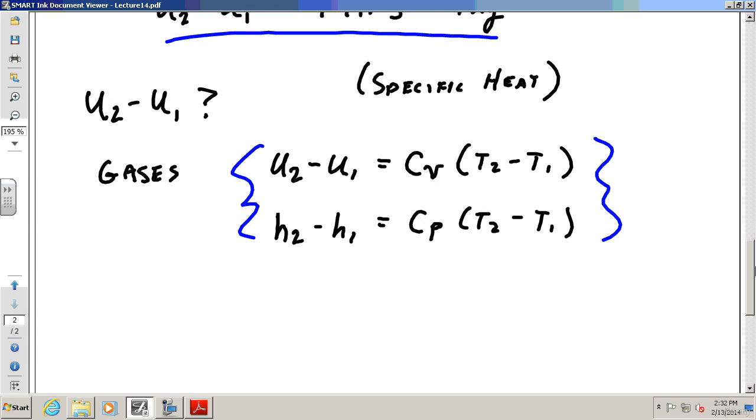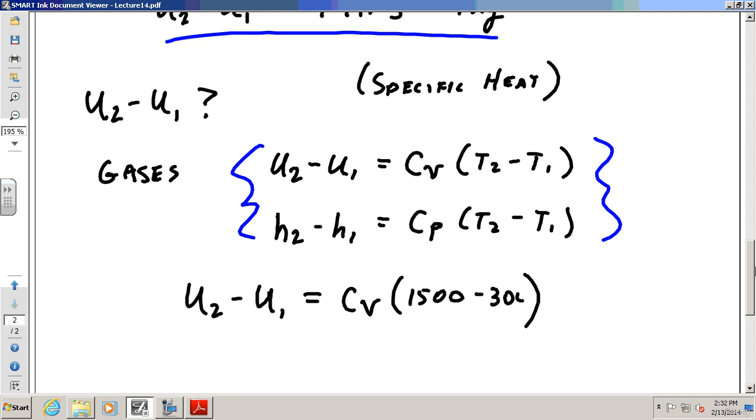All right, this looks easy. You want me to get U2 minus U1. By the way, you can't use specific heats to get the actual internal energy. You can only get the change. So it's going to be C sub V times my temperature change. My temperature change is pretty simple: I went from 300 Kelvin to 1500 Kelvin.